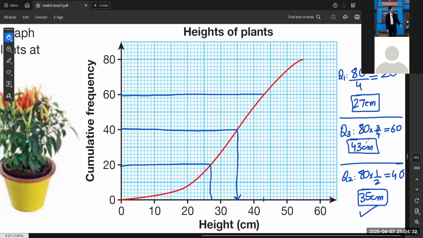So you found your median, you found your upper quartile, lower quartile. It's much, much easier than doing it with specific data points. Okay, so that's basically it for cumulative frequency diagrams.